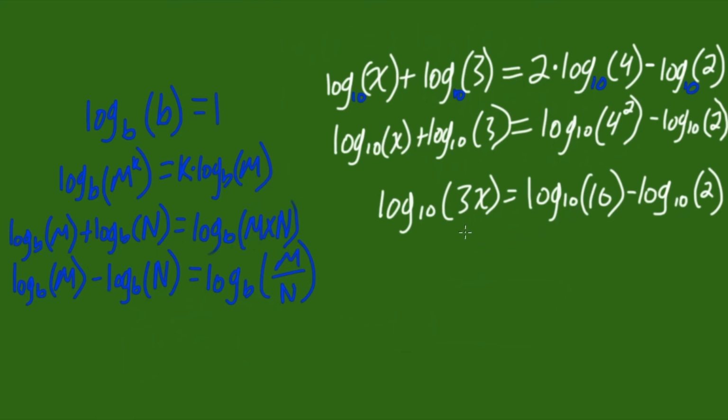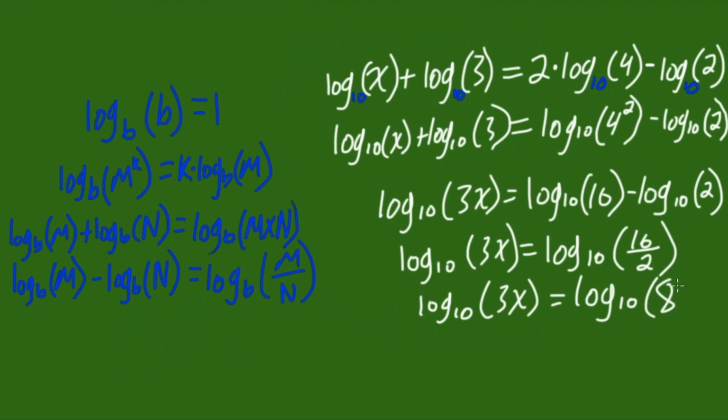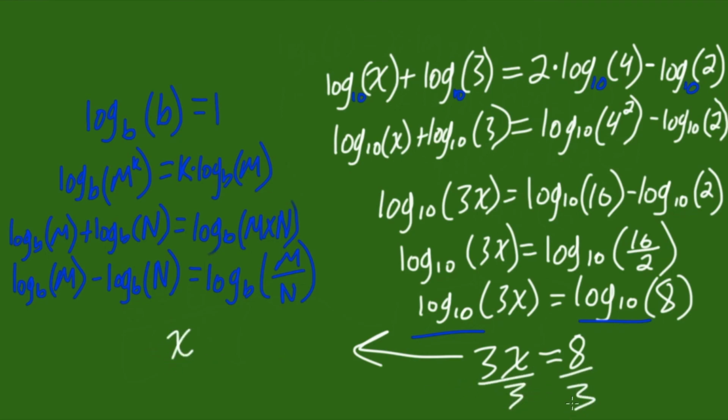So if we apply this to this side of the equation over here, we get log base 10 of 16 over 2 as we divide what's in the brackets. So we have 16 divided by 2. And 16 over 2 is the same as 8. Now that we have 2 logs with the same base that are equal to each other, we can just take what's in our brackets. This means that we're left with 3x is equal to 8. And if we simplify that by dividing 3 on both sides, we are left with x is equal to 8 over 3. And that's our answer.